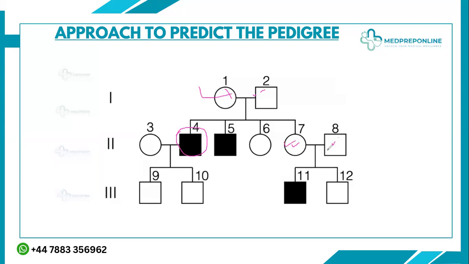Then you have to see whether only males are affected or females are affected, to make sure whether it is autosomal recessive or X-linked recessive. Clearly we can see that only males are affected. When only males are affected, then this is X-linked recessive inheritance. And obviously, just like X-linked dominant, even in X-linked recessive male to male transmission cannot be there. All right, so this is X-linked recessive.